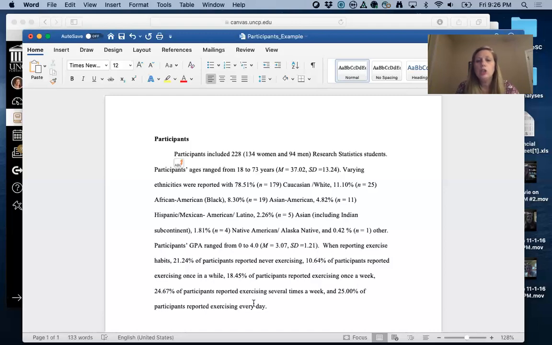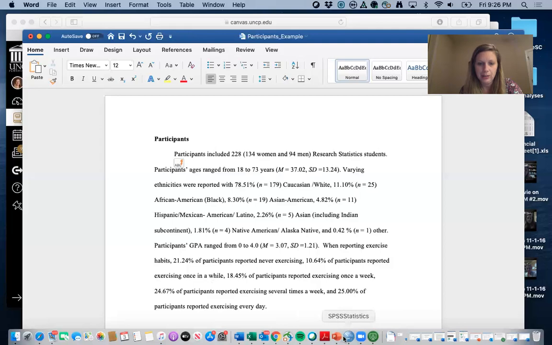Okay, so this is very similar to what your participant section is going to look like, but obviously all the numbers will be different because I'm pretty sure I made these data up. Or I think I actually took a participant section from one of my papers and blended it in with the categories that you guys have. So anyway, these are not your numbers, so don't use these as your numbers. Your numbers are going to come from your data file.